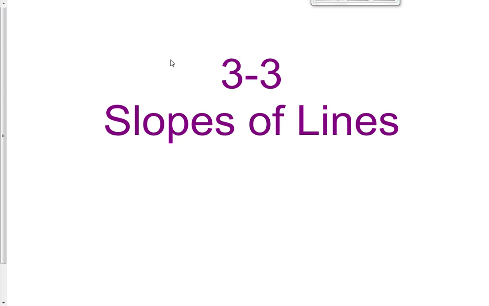Hi everyone, we're on 3-3 today, slopes of lines. The next 2 days will be more of an algebra concept that you've had before, but a line is a geometric shape. It's a straight figure made up of points, so it's helpful to talk about it in geometry as well as we go forward.